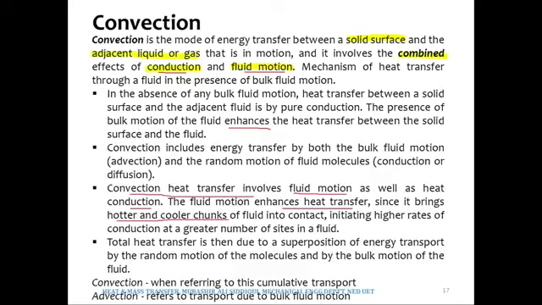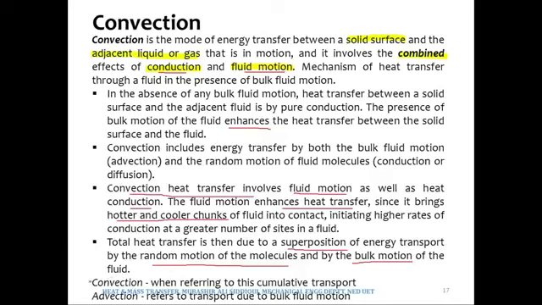So therefore, in case of convection, total heat transfer is due to the superposition, or you can say the addition, of energy transferred by the random motion of the molecules, means the diffusion, and the bulk fluid motion.